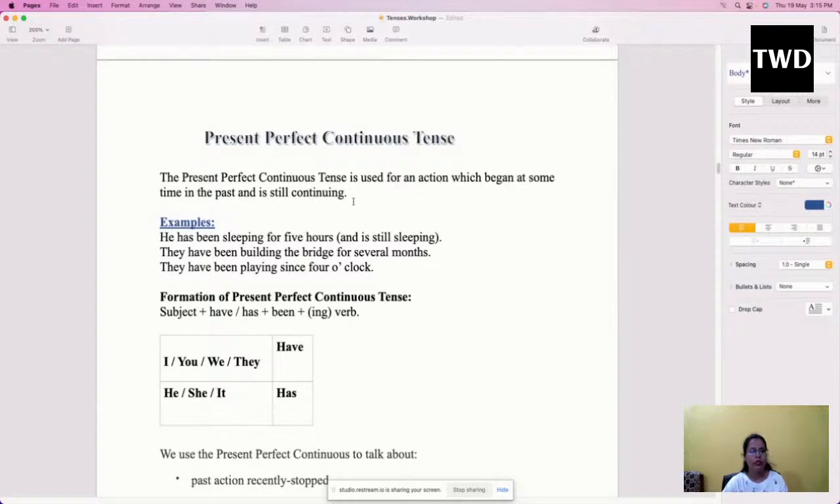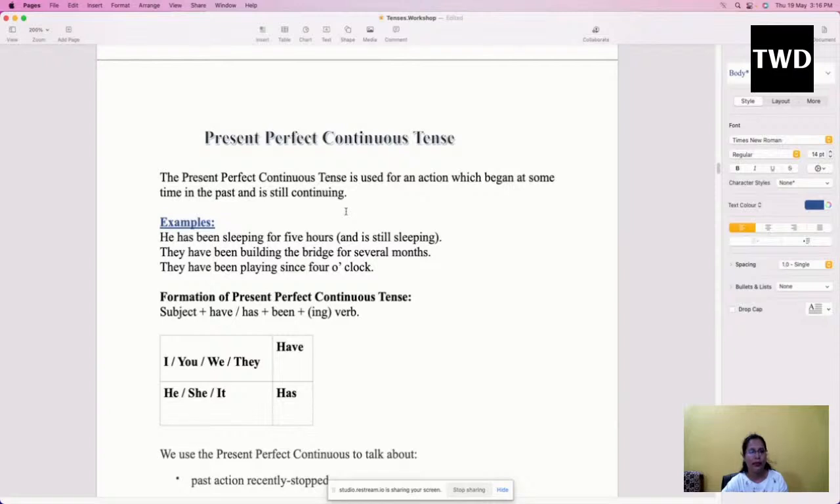The present perfect continuous tense is used for an action which began at some time in the past and is still continuing. So under present perfect continuous tense, we include all those actions which started in the past and still are continuing. Yes, for example, he has been sleeping for 5 hours. Okay, so 5 hours back he started to sleep and yet he is sleeping. So that's why we framed this action under present perfect continuous tense. He has been sleeping for 5 hours.